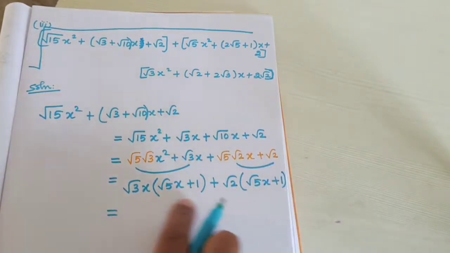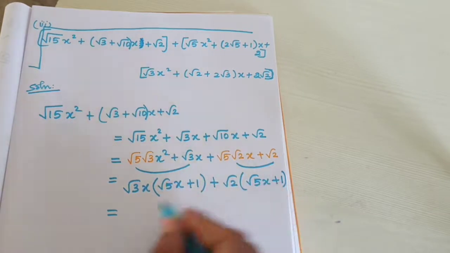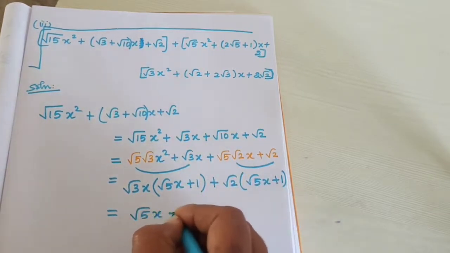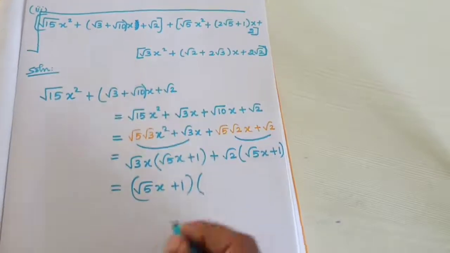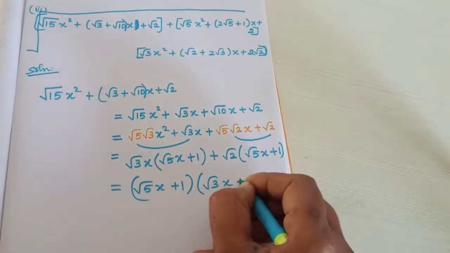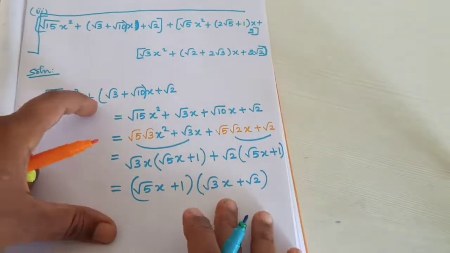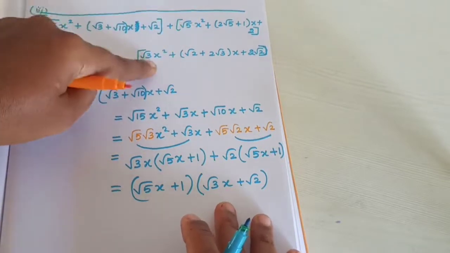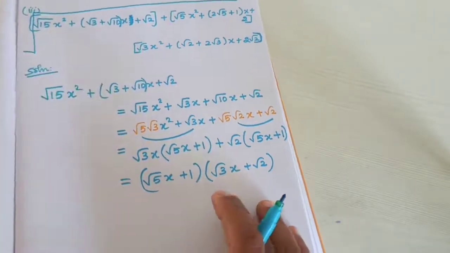Now see, what is the common term? Root 5x plus 1 is common. After taking root 5x plus 1 as common, inside the term root 3x plus root 2. The same way you need to do for the second term and third term also. Shall we do that also?